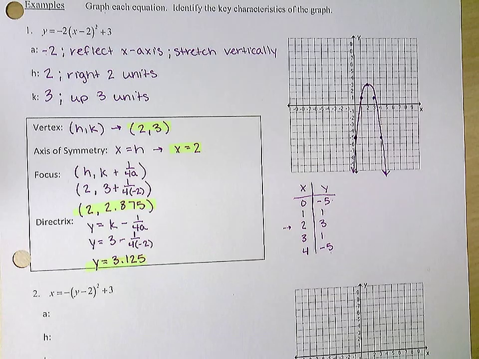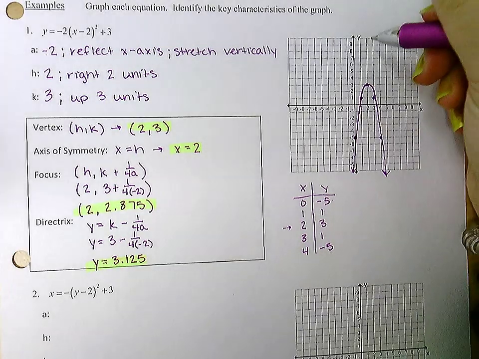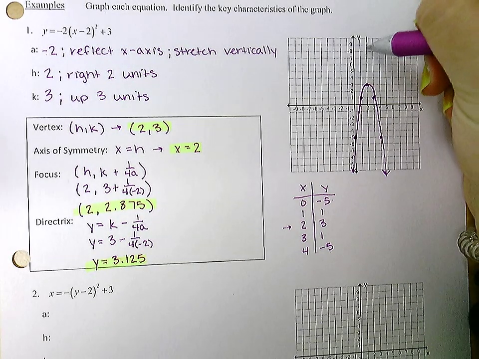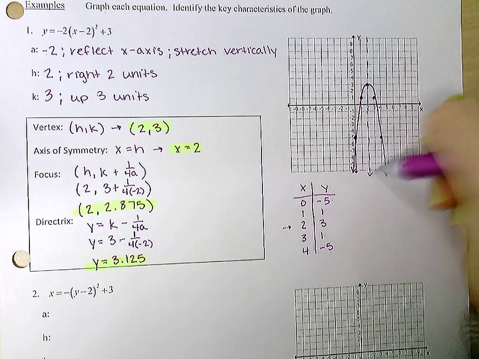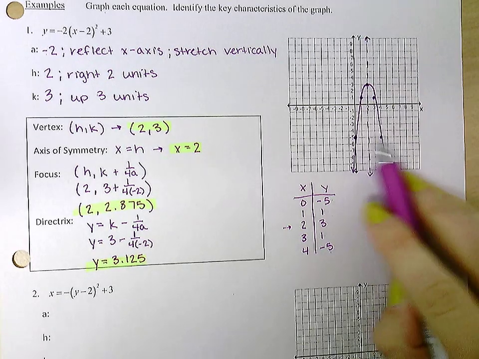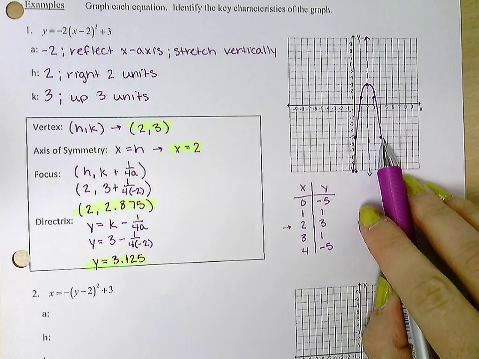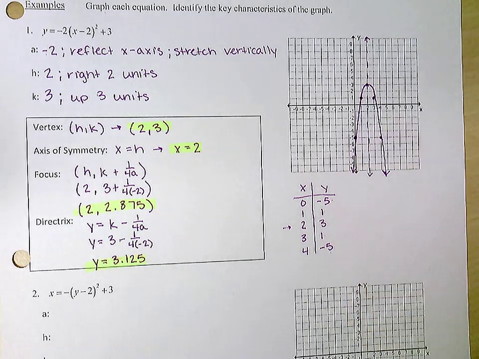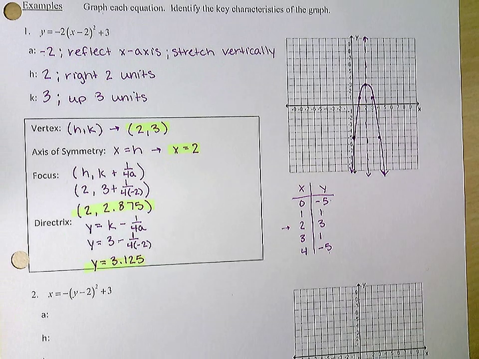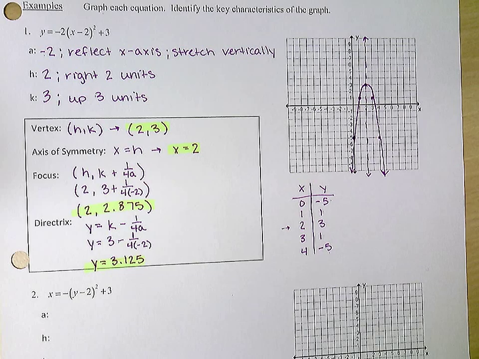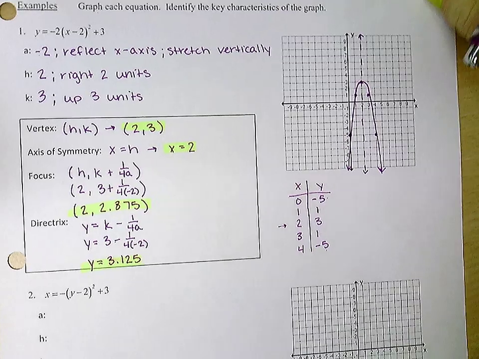Now those points should reflect over that axis of symmetry, which we said was x is equal to 2. That's this dashed line right here. So that's why those points reflected over that. Those points reflect over that axis of symmetry. Okay, questions on this graph? Okay, we're going to do another one.